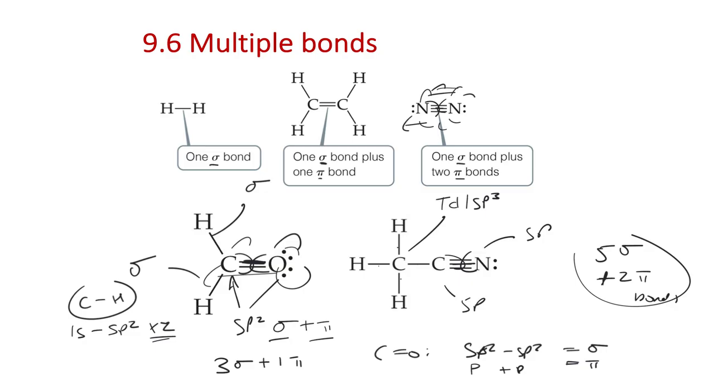So you can break this down without sketching the p orbitals and just look: anytime you see a triple bond, just know it's a sigma and 2 pi. Pretty straightforward, hopefully.